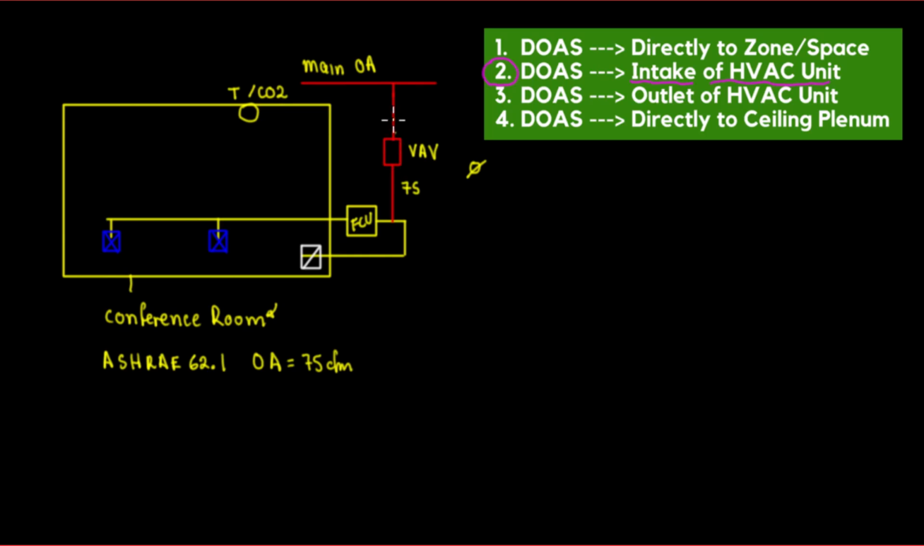So again, the main OA is coming from DOAS, and the DOAS system is on the roof. Then we have the VAV box in here, and we're tapping directly into the FCU. As you can see, we're saving space, and it's actually more practical sometimes when the space is tight.